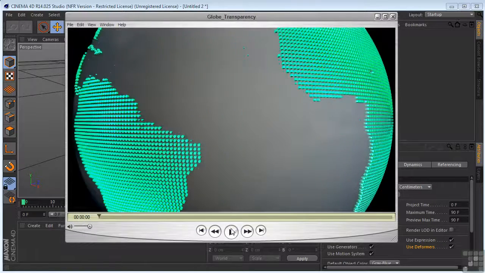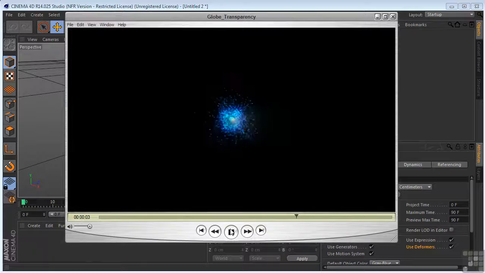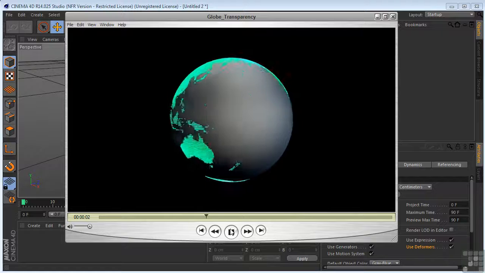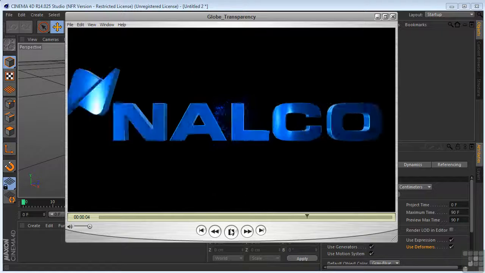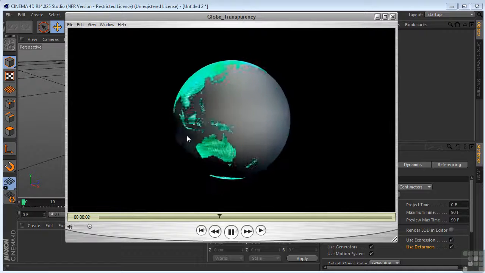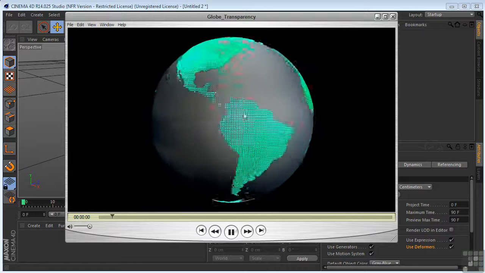Here is another animation. This was all done with Cinema 4D and Mograph. So the way that the sphere not only disappears, and the way that the Nalco animates in, sort of comes in from nothing. Also, the way that the continents are attached to the globe. This is all part of Mograph.